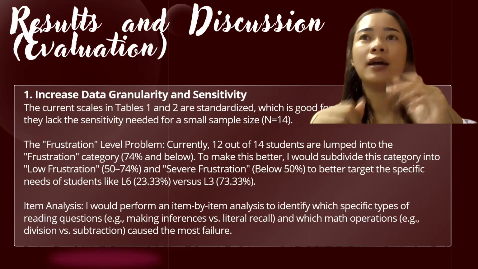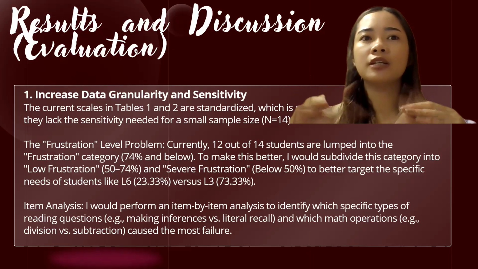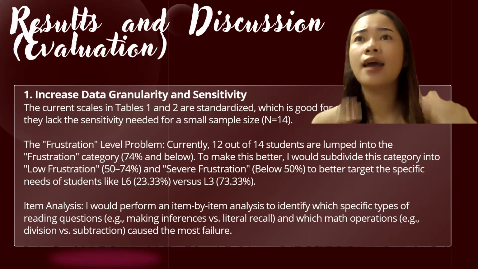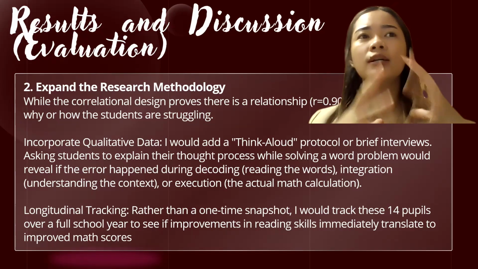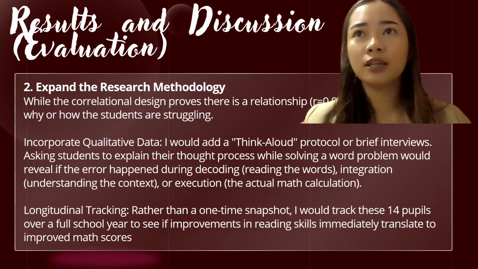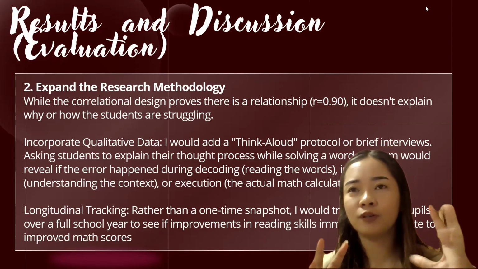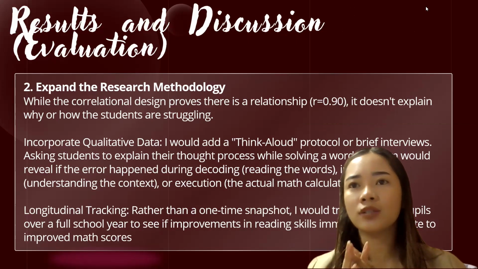So I would perform an item-by-item analysis to identify which specific types of reading questions and which math operations, division or subtraction, caused the most failure. Next, evaluation. I would expand the research methodology. While the correlational design proves there is a relationship, because it's 0.90, it doesn't explain why or how the students are struggling.